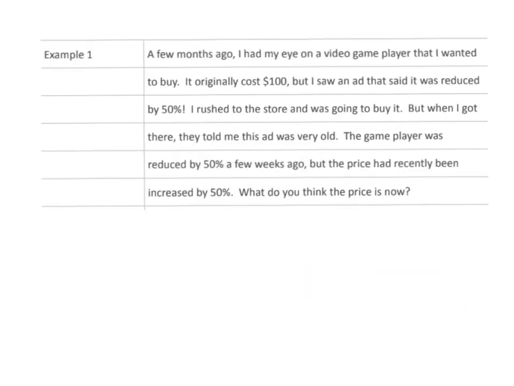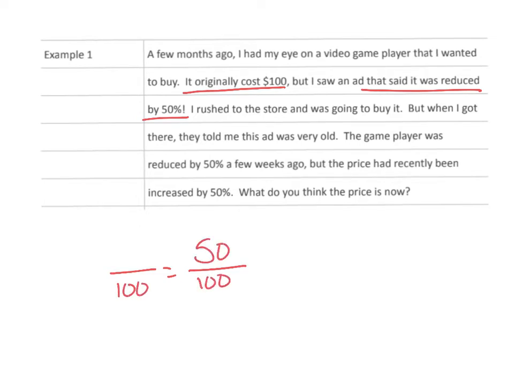So let's take a look at our first problem. And this isn't really one where we have to figure out the price. We're going to, but we're going to pay attention to a few other things. A few months ago, I had my eye on a video game player that I wanted to buy. It originally cost $100, but I saw an ad that said it was reduced by 50%. So let's find that first. Our original price was $100. We have 50% out of $100, which basically leaves us $50. So $100 minus the $50, the video game player now is $50, okay?